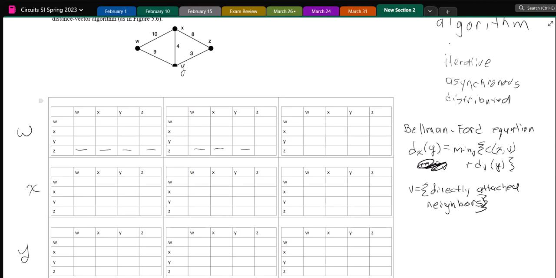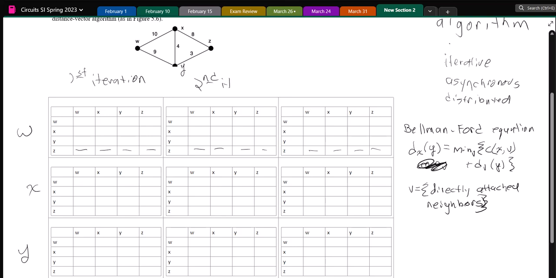So no matter how many times we have to iterate, and I have this up for 3 just because the solutions have 3, so we'll see, I assume that's all we need. But no matter how far out you have to go, there's never going to be a row for Z here. So this is the first iteration, and the second column will be the second iteration, and the third column will be the third iteration.